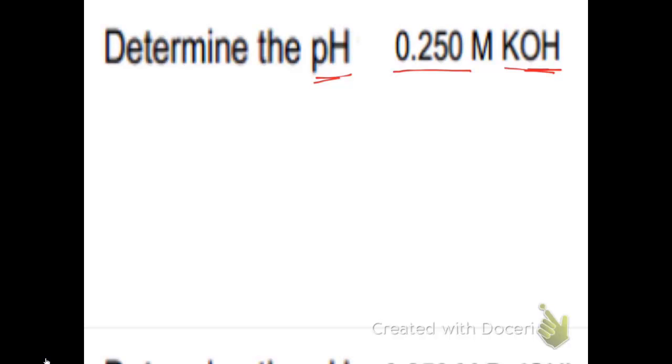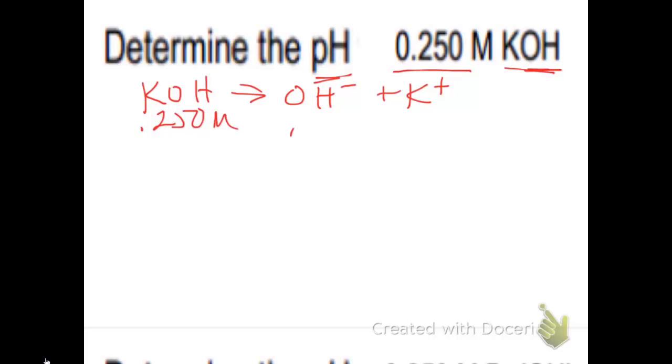Potassium hydroxide is strong. When we have a strong base, we know that it's going to completely ionize, which means that if I start with 0.25 molar of this, I'm going to end up with 0.25 molar of the hydroxide, right?